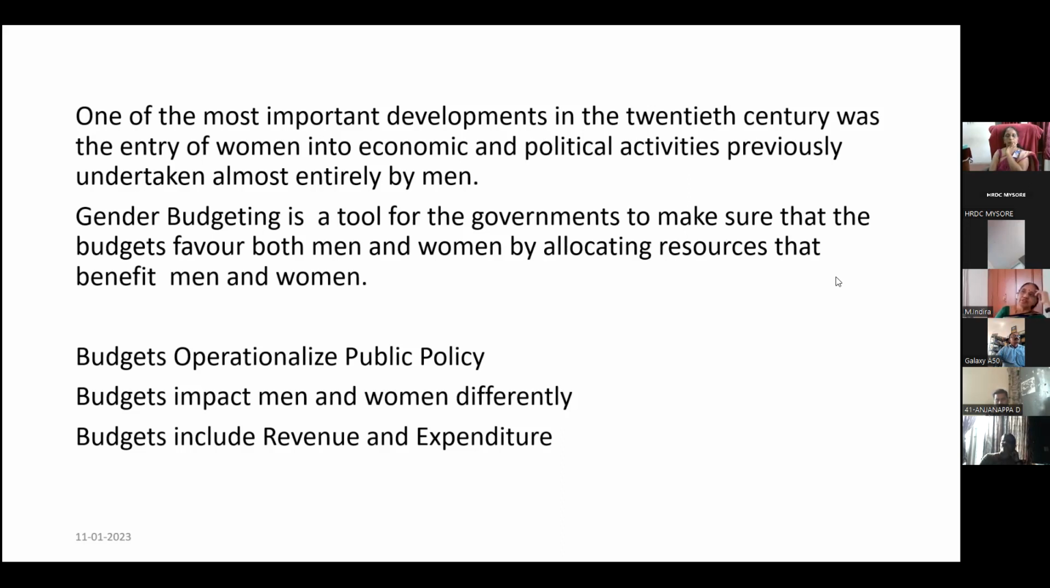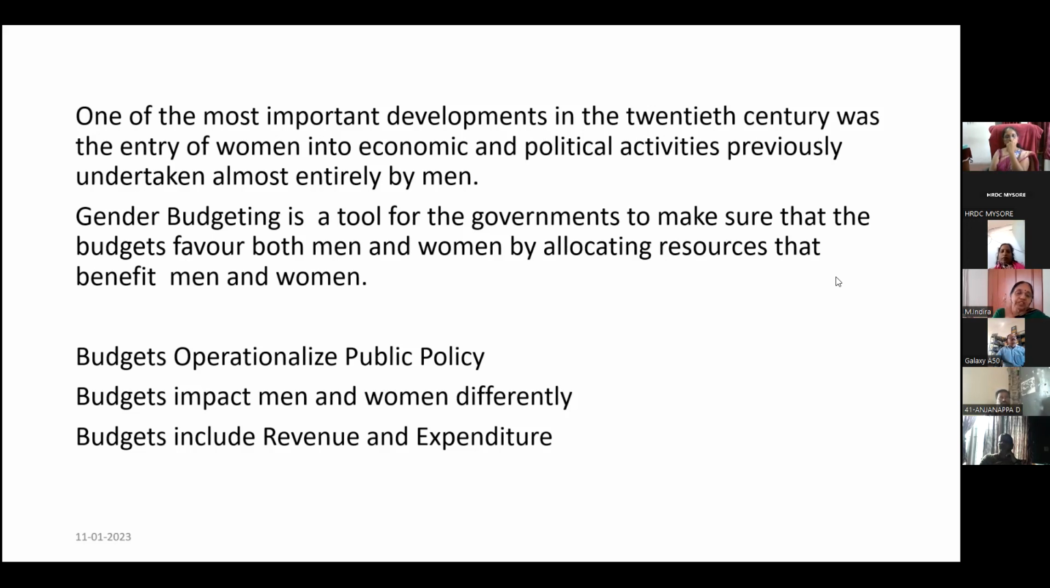Similarly, if the government imposes any restrictions on going to the forest, it will adversely affect women, because women go as gatherers of twigs and branches for their firewood and other needs. So any government activity or any budget-related activity will affect men and women differently. They don't have the same effect on men and women. So gender sensitive budgets take into consideration the gender differences.